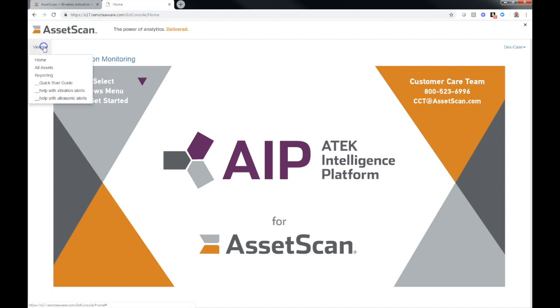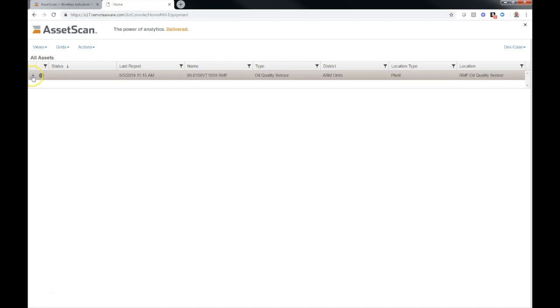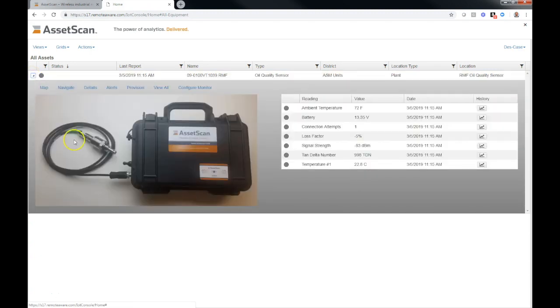Here we are able to go to Views and All Assets, and in this login I have an oil quality sensor from Discase and their subsidiary RMF Systems that is connected into AssetScan. So if we hit this triangle, we can expand. This is the oil quality sensor connected into the AssetScan that is beaming the data to the cloud.